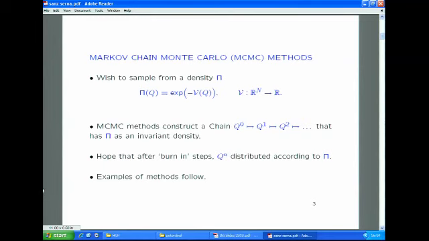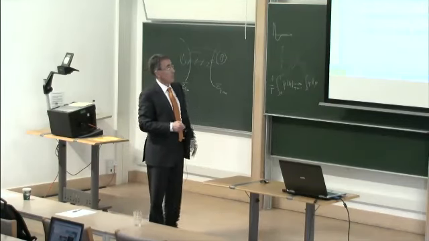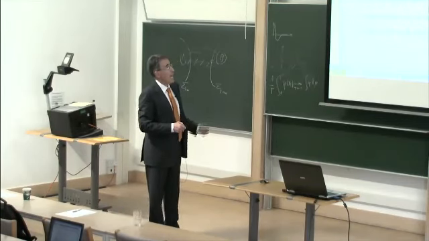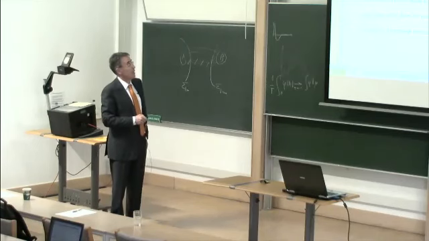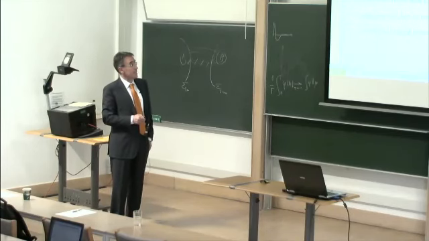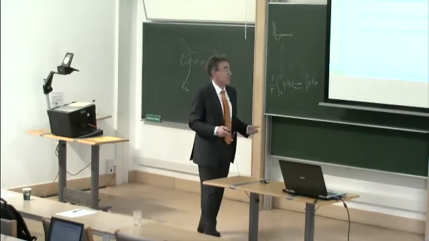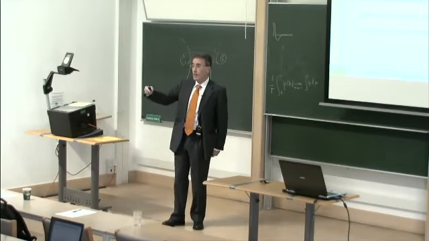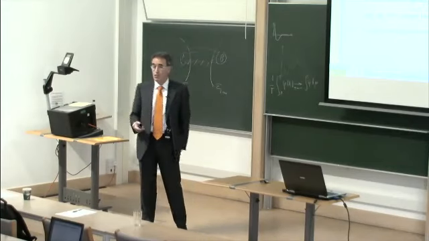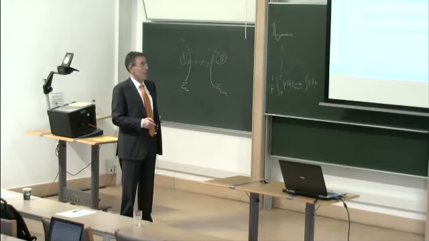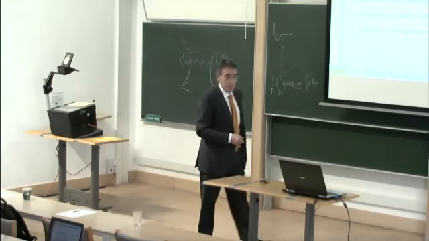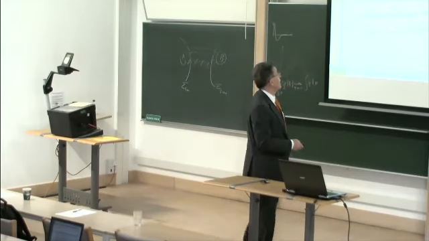And the Markov chain Monte Carlo methods construct a Markov chain. So we start from state q naught, a vector in Rn, and from here, by using some random procedure, we will jump into another state, q1 and then q2, and this chain will have pi, which is our target density, as an invariant density. And the hope is that after some so-called burn-in steps, the vectors that we generate in this way will in fact be distributed according to our target distribution pi. I will now give some examples of this technique.